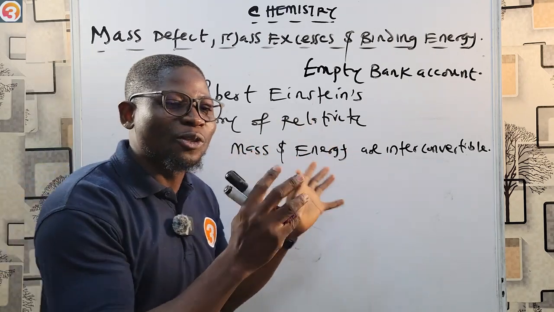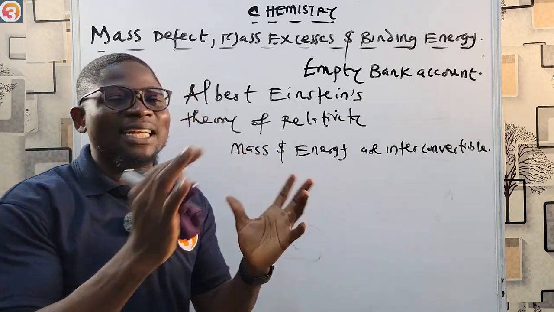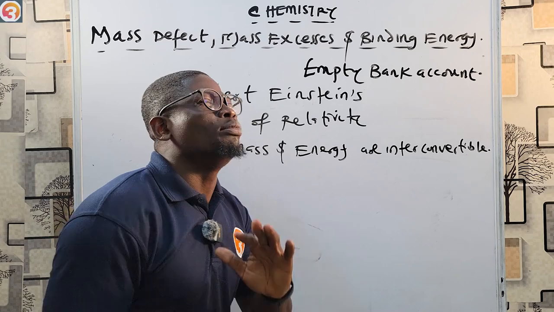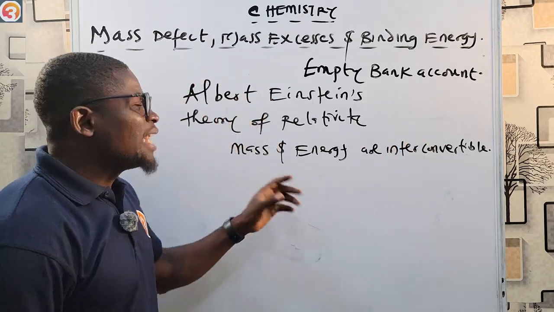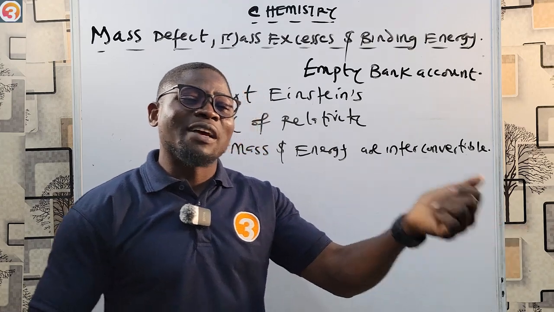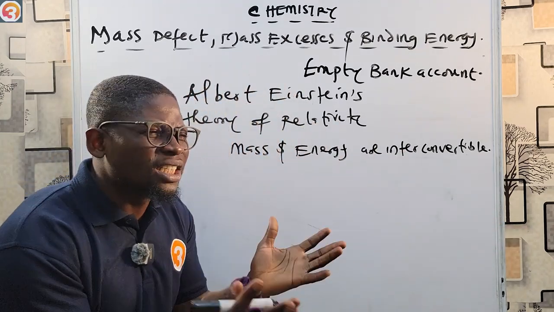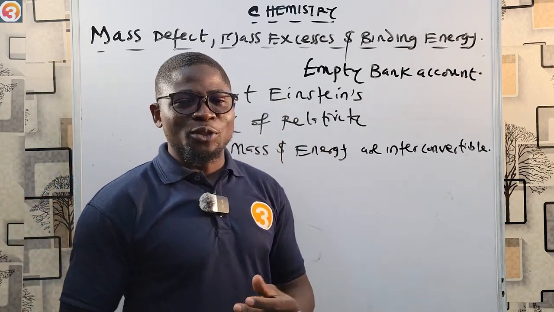That mass that was lost, or that deficit that we experienced, it's possible that it must have been converted to energy, because mass and energy are interconvertible. You can convert mass to energy and energy back to mass. So that mass that must have been lost when the nucleons form the nucleus must have been converted to energy.